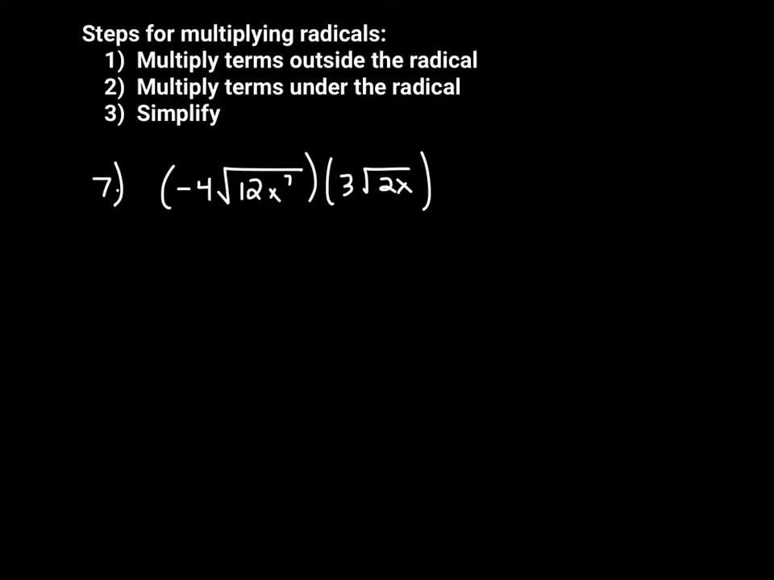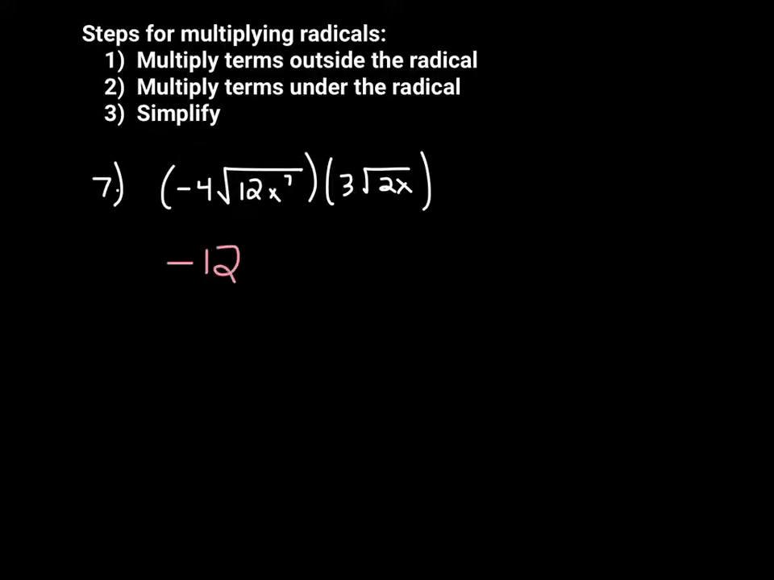All right, so if you can turn to number 7 on the back of this page, we're going to be dealing with multiplying and dividing radicals. So number 7 is multiplying radicals. So the steps for multiplying radicals are right here. Step number 1 says to multiply the terms outside the radical. So we have a negative 4 times 3. So that would just be negative 12.